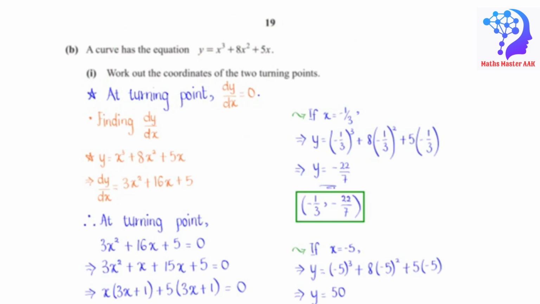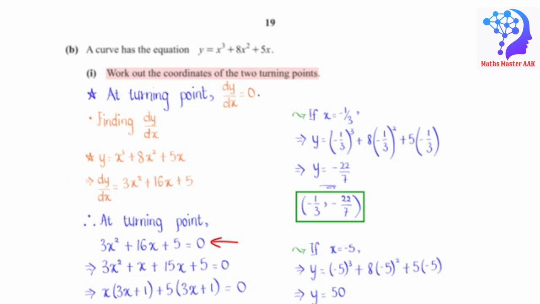A curve has the equation y equals x cubed plus 8x squared plus 5x. Work out the coordinates of the two turning points. At a turning point or a stationary point, dy/dx is equal to 0. So first off, we need to find dy/dx. dy/dx is equal to 3x squared plus 16x plus 5. And so we have to equate this to 0. And this gives us 3x squared plus 16x plus 5 equals 0.